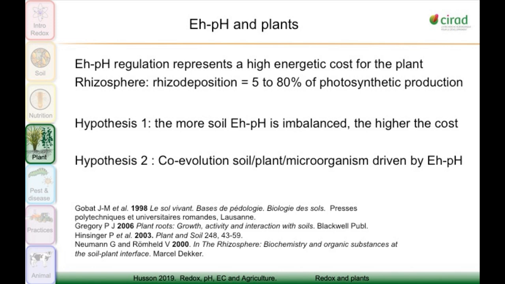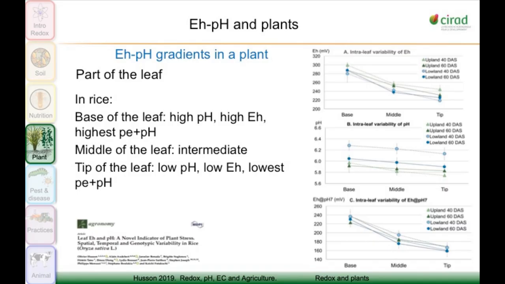Now, a recent study we made and published shows how it works in a plant. We studied rice, so we have EH, pH, and P plus pH. We can calculate EH corrected to pH 7. It's exactly the same, the distance from this average slope. What we see is that at the base of the leaf, the middle, and the tip of the leaf, the base is more oxidized and alkaline than the tip.